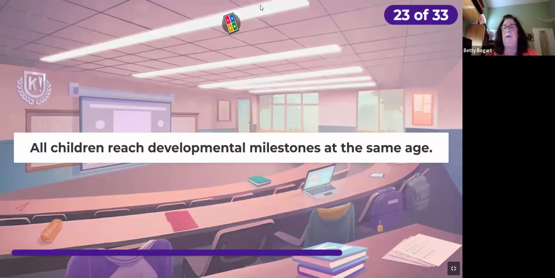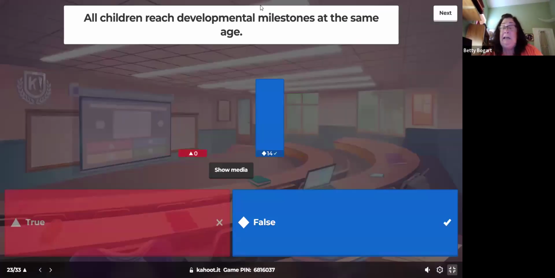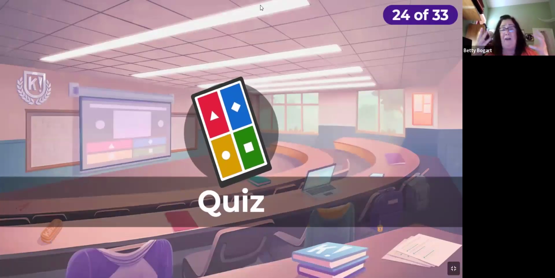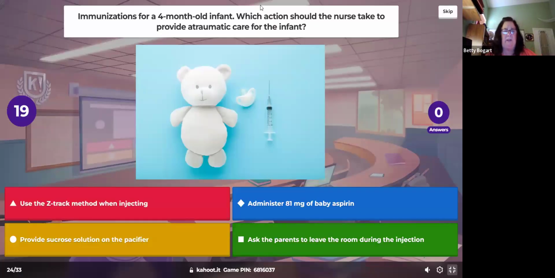All children reach developmental milestones at the same age. Yes or no? Absolutely not. And that's why, again, children are so great to care for, because you've got to figure out where are they? So immunizations for a 4-month-old infant, which action should the nurse take to provide atraumatic care for that infant? How are you going to decrease the pain level of that child? It's basically what that's saying, isn't it?